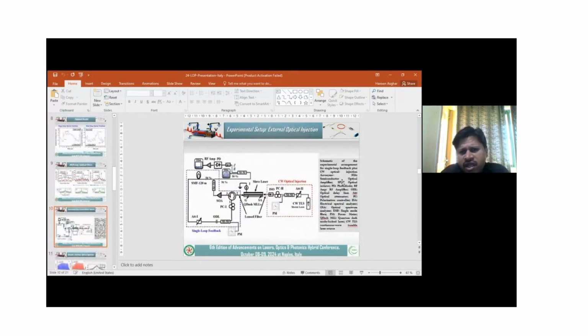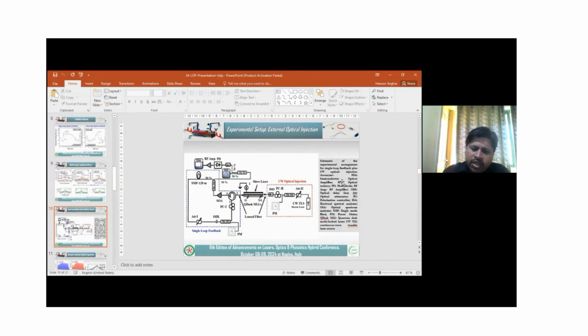So this is another technique, which is called the external optical injection technique. In this technique, we can see that an additional laser, called the slave laser, which is a tunable CW laser, was used to enhance the stability of a laser, and it was injected into the saturable absorber section. From the gain section, the light was collected into a semiconductor optical amplifier, and then it was divided into a single loop feedback.